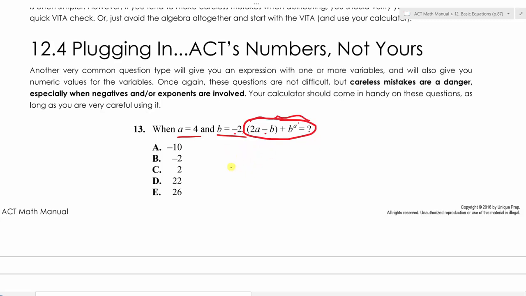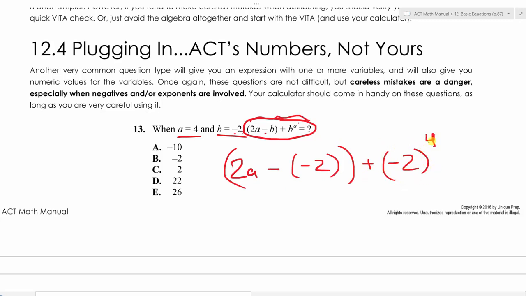So I'm going to go ahead and do this one right now. So this is 2a minus b, and that was all in parentheses, plus b, and I'm going to put that in parentheses, to the a. So that is (-2) to the 4th. Now, some students do make the careless mistake of thinking that b to the a, when b equals -2 and a equals 4, is just -2 to the 4th. But that is not correct.